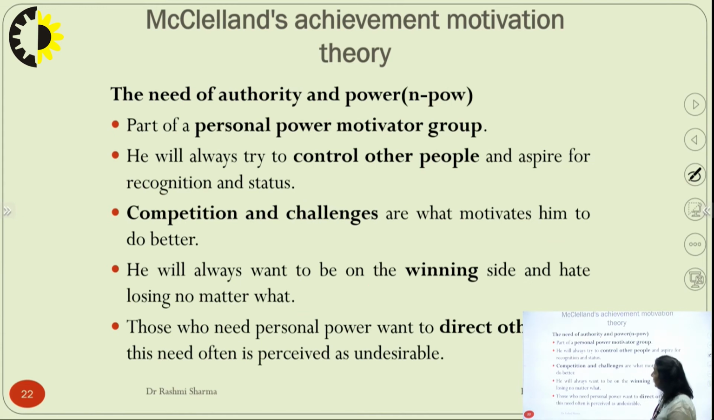Then comes the personal power motivator group, and as we have discussed, it involves control over other persons. Competitions and challenges are there, which motivate them to do better. They always want to be the winner. They always want to be the winner, and nobody else should argue with what they have said. So they don't encourage arguments from people. They only want people to follow them, and they direct others. So we have discussed all these points for the need for power.